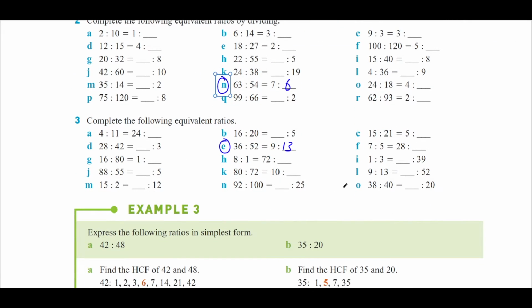Let's do another example. 38 to 40 is equal to what to 20? So how do you get from 40 to 20? You divide by 2. So then I have to divide 38 by 2 to get this number, which is 19.